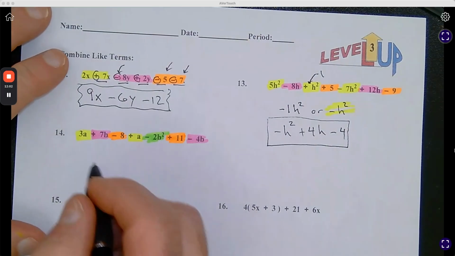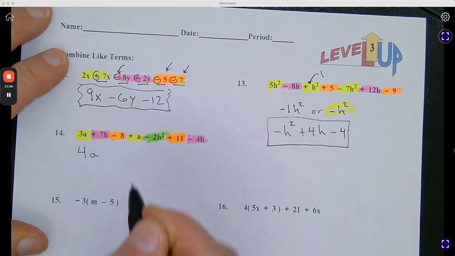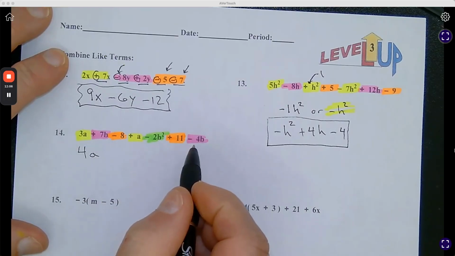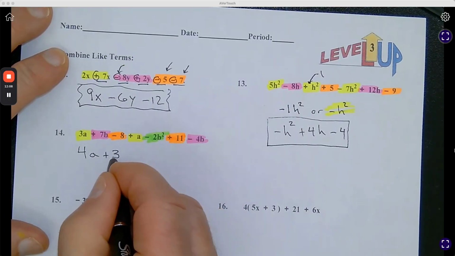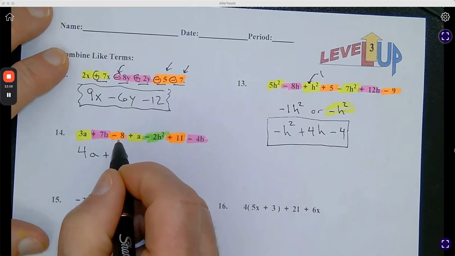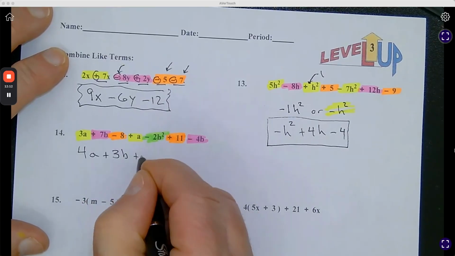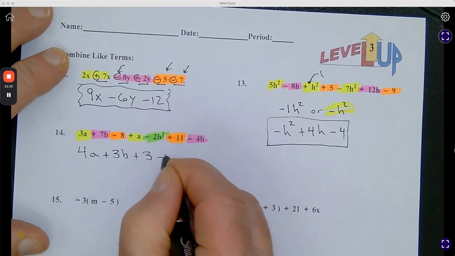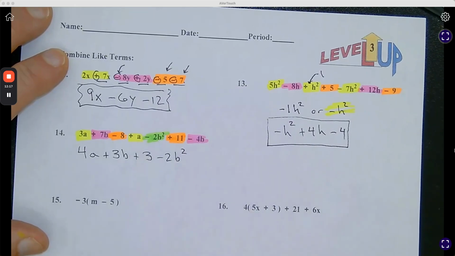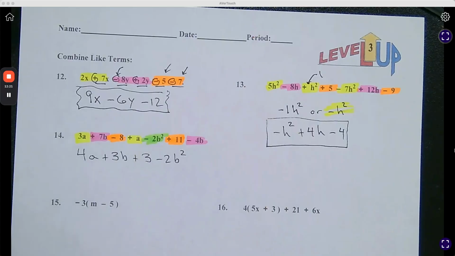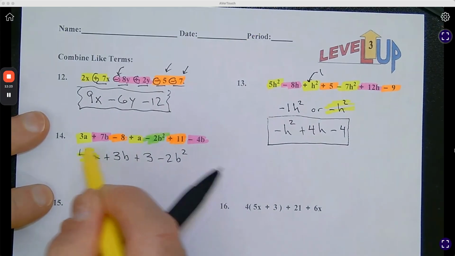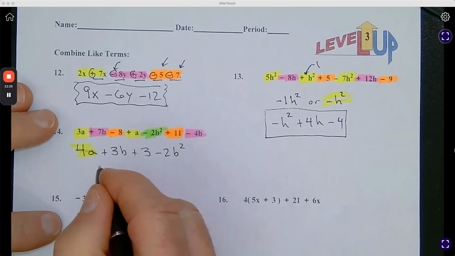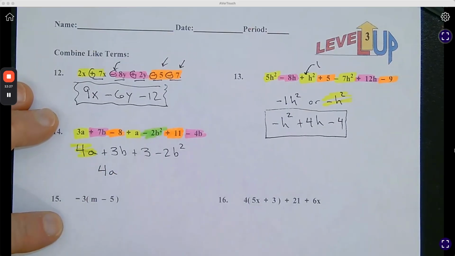3a plus 1a is 4a. 7b minus 4b is plus 3b. Negative 8 plus 11 is plus 3. And then you have that lone negative 2b squared. Okay, alphabetical order takes precedence. So notice right away that A comes before B in the alphabet. So that term goes first.